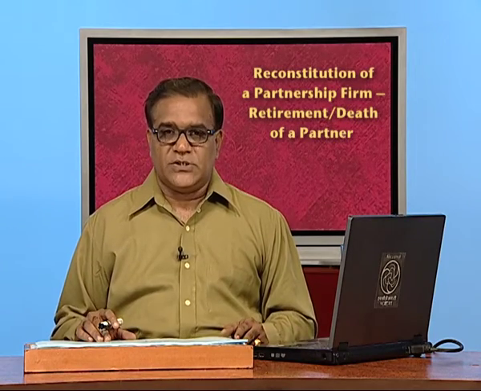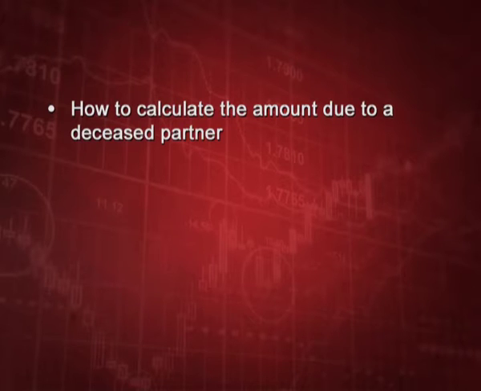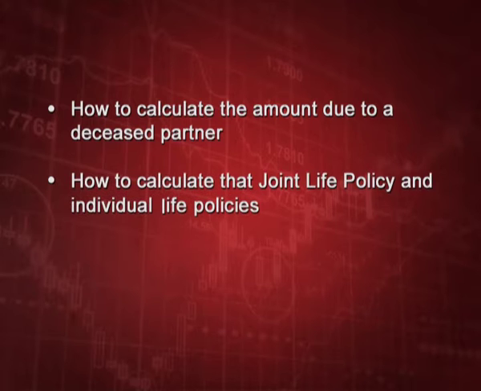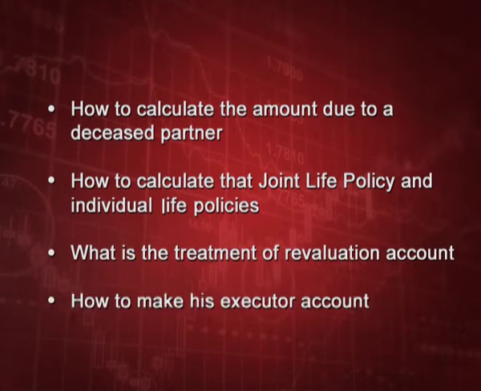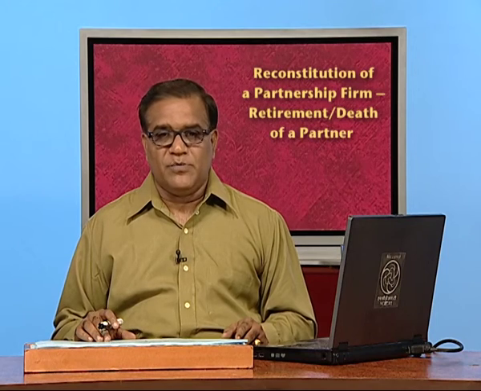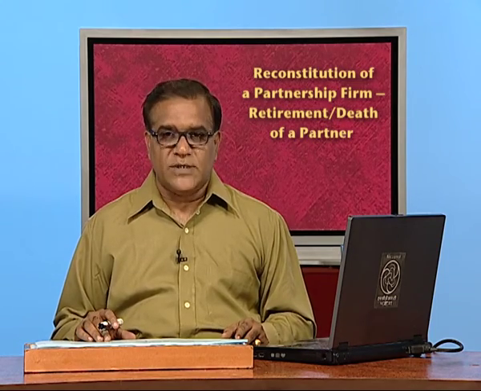So, in today's discussion, what we have learned is how to calculate the amount due to a deceased partner, that is what is to be debited, what is to be credited in his account, how to calculate joint life policy and individual life policies, and what is the treatment of the revaluation account, and how to make his executor account. This completes our chapter on retirement and death of a partner. Thank you very much.